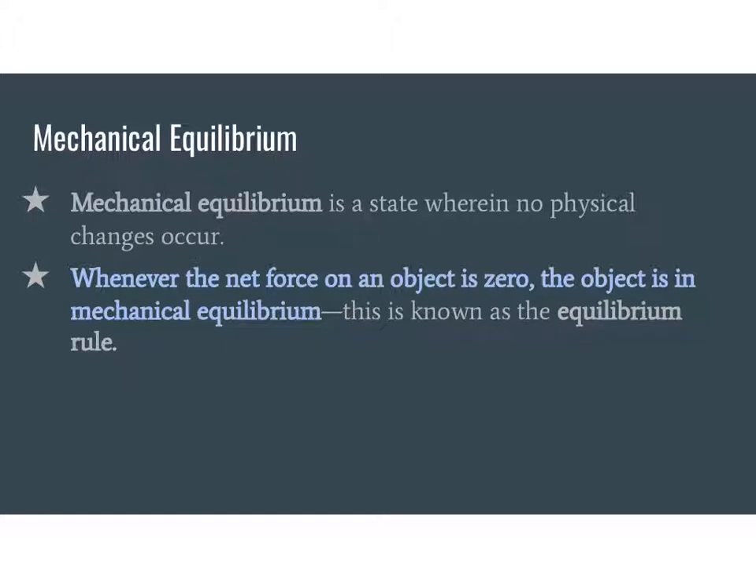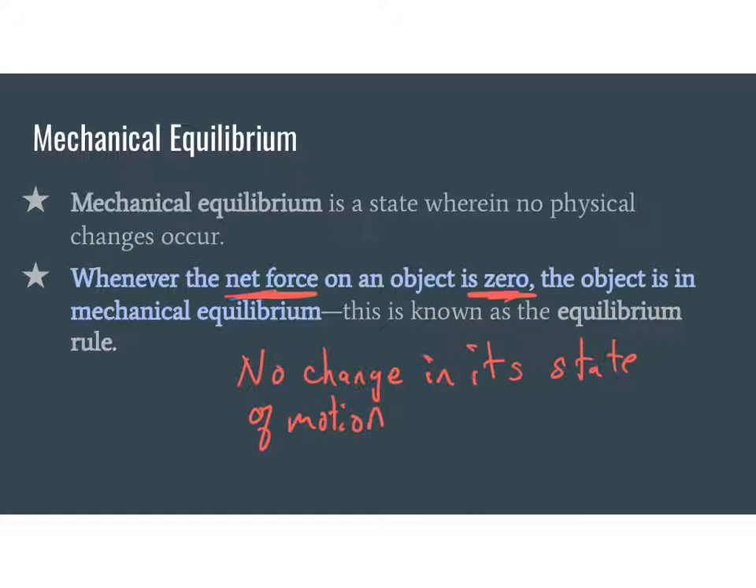This scenario, where there's zero net force, is what we call mechanical equilibrium. It's the place where no physical changes occur. This happens when the net force that we talked about is zero. When the net force is zero, the object is in mechanical equilibrium, and that means there's no change in its state of motion.